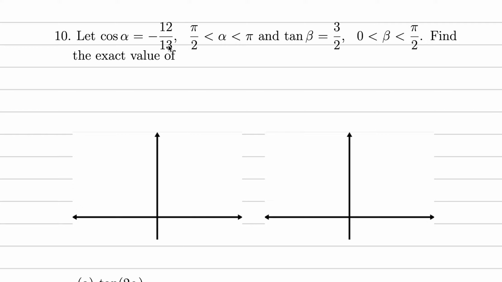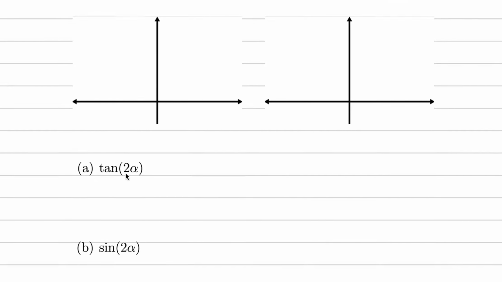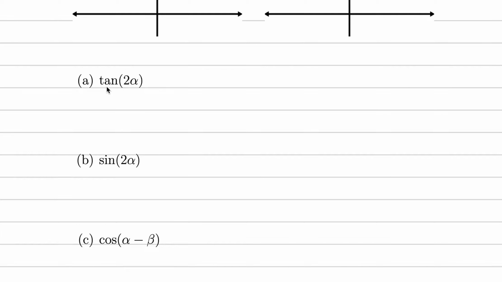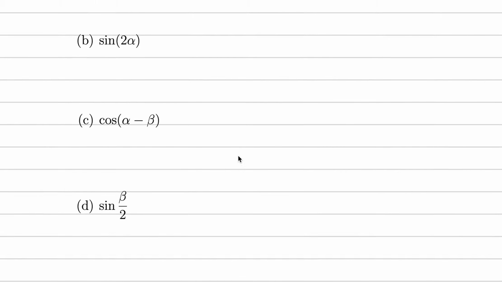Cosine alpha is negative 12 over 13. Alpha is bigger than 90 and less than 180, so it is in the second quadrant. And tangent beta is 3 over 2. Beta is in the first quadrant. Find the exact value of several trig functions: double angle, alpha minus beta, difference, and half angle.